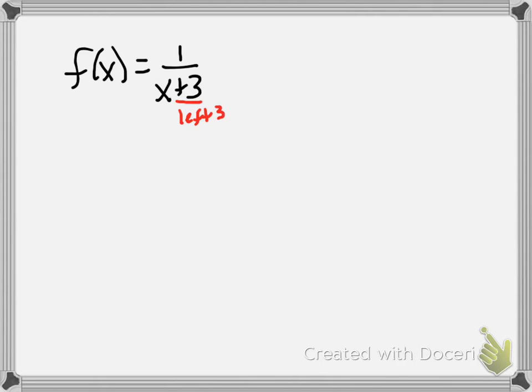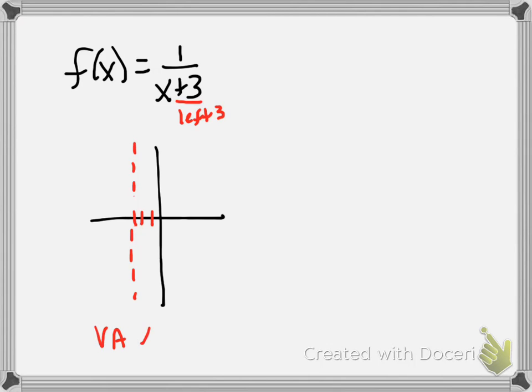So when I draw this, there's my xy coordinate plane, and my vertical asymptote, instead of being the y-axis, is going to have to go to the left 3. And again, we're going to try to draw a dashed line the best that we can. And there's my asymptote. So in this one, my vertical asymptote is at x equals negative 3. And I want to go through and now draw this.